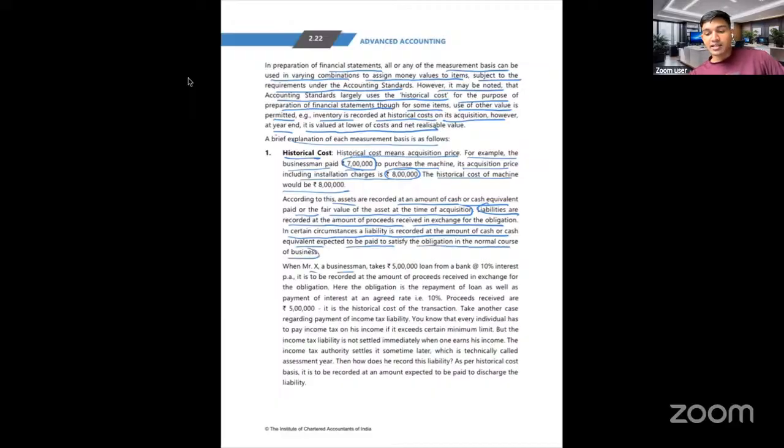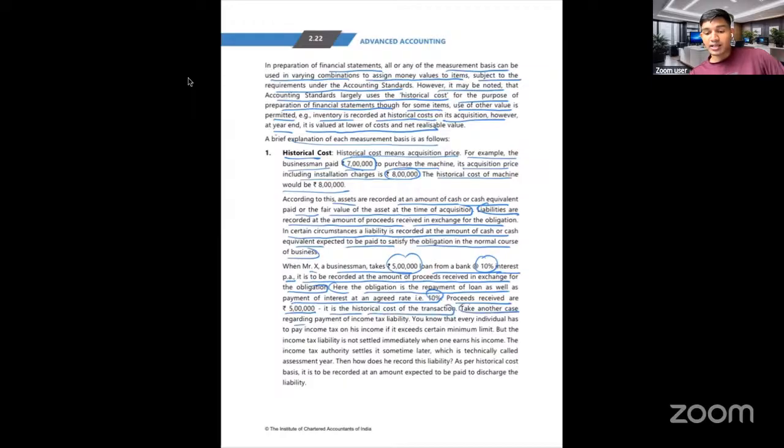When Mr. X, a businessman, takes a loan of rupees 5 lakh from the bank at the rate of 10% interest per annum, it is to be recorded at the amount received in exchange for the obligation. Here, the obligation is the repayment of the loan as well as the payment of interest at the rate of 10%. The proceeds received are rupees 5 lakh, and it is the historical cost of the transaction.